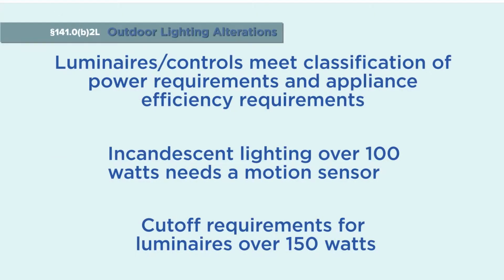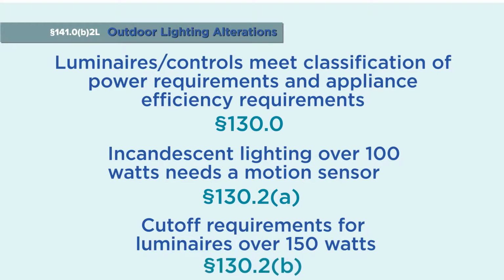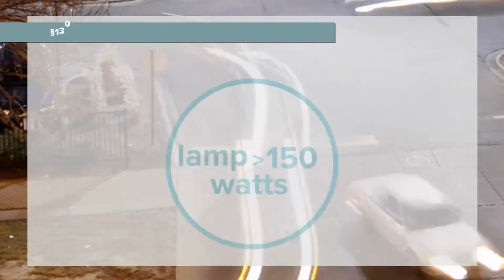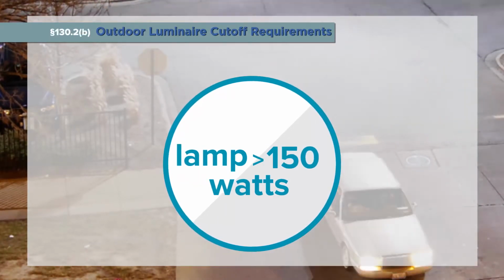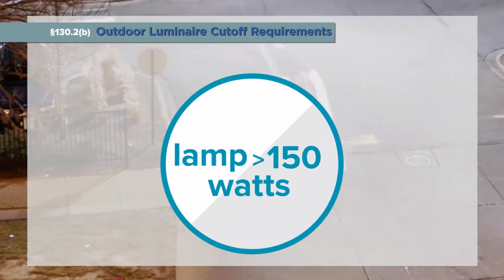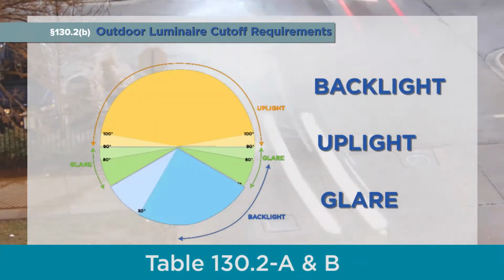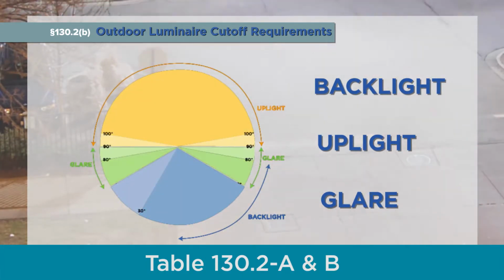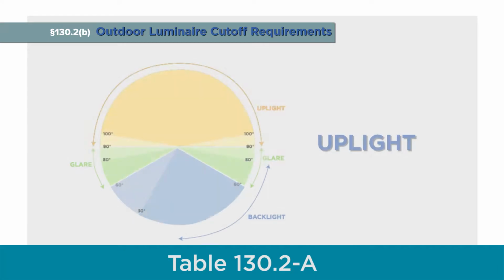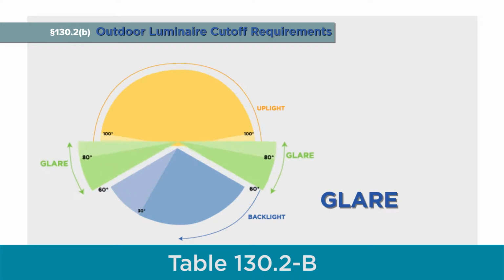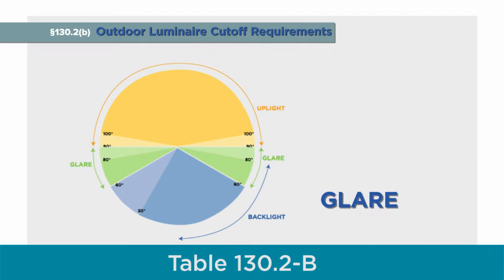All new or altered outdoor luminaires must meet general requirements contained in Section 130.0 and lighting control requirements contained in Section 130.2a and Section 130.2b. Specific luminaire cutoff requirements apply to luminaires rated for use with lamps greater than 150 watts. The Energy Standards uses the backlight, uplight, and glare rating system, or BUG, to determine cutoff and corresponding requirements. Uplight needs to be in accordance with Table 130.2-A, and glare needs to be in accordance with Table 130.2-B.